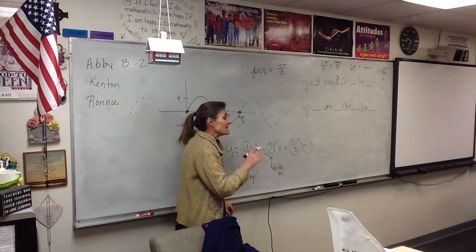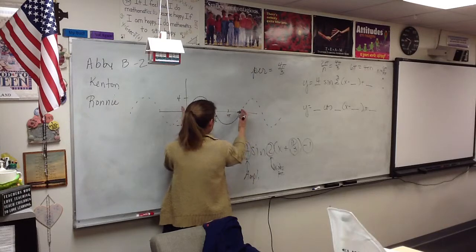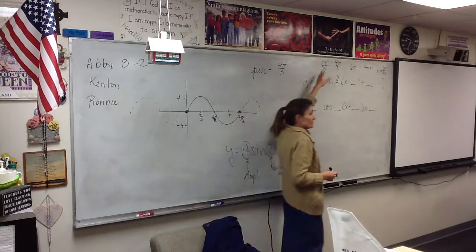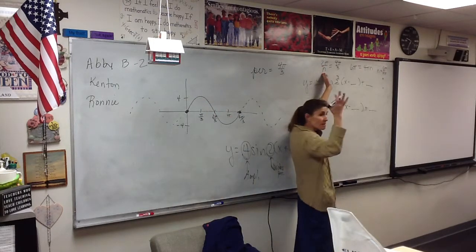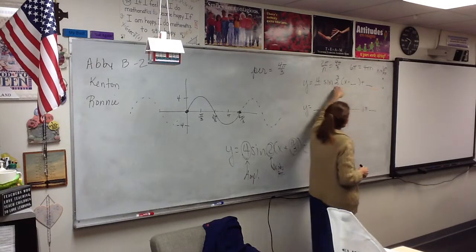Now, that isn't complicated. Don't let it be complicated. You can tell from the picture the period is 4 pi over 3. It's supposed to be 2 pi. So 2 pi divided by some number gave me 4 pi over 3. There's the arithmetic. That number's 3/2.